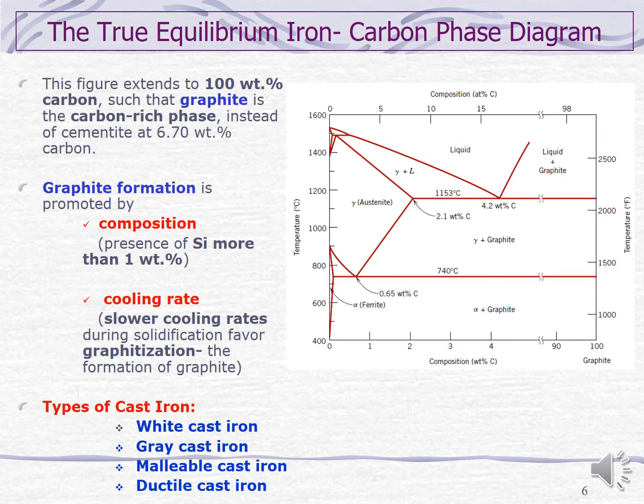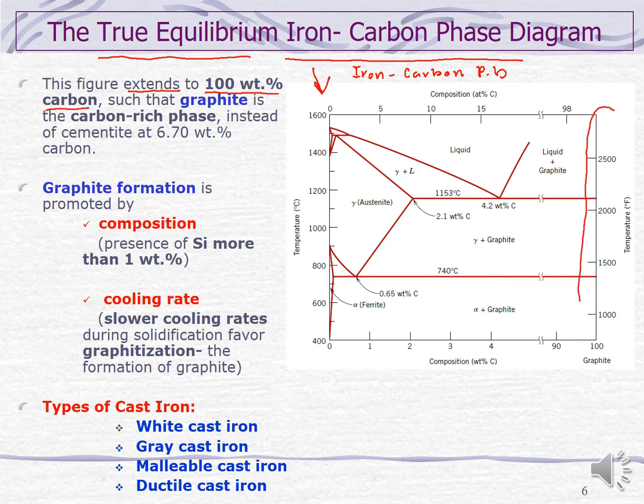This is the true equilibrium iron-carbon phase diagram. This figure, the iron-carbon phase diagram, extends to 100% carbon.